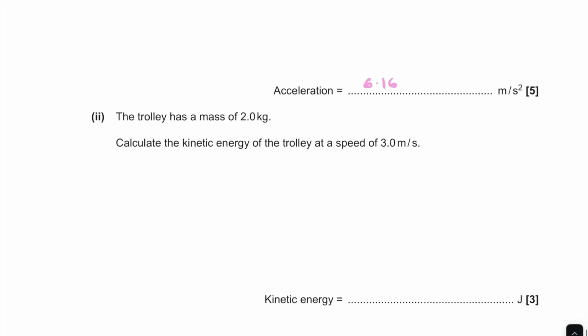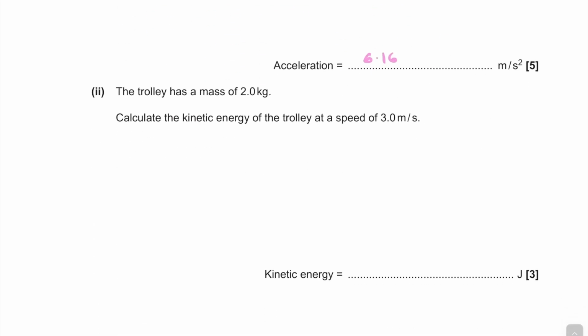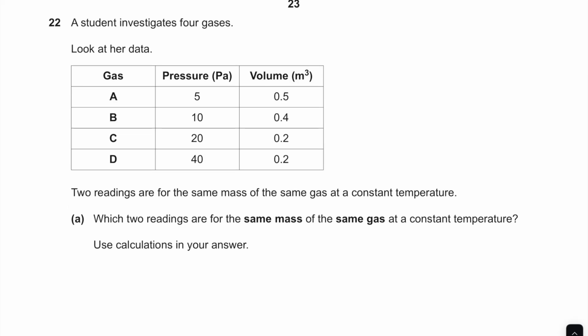Alright, next part, we need to calculate the kinetic energy for the given mass of 2 kilos and a speed of 3 meters per second. Half mv squared, and that would be half times 2 times 3 squared, which gives me an answer of 9 joules. Alright, question number 22.